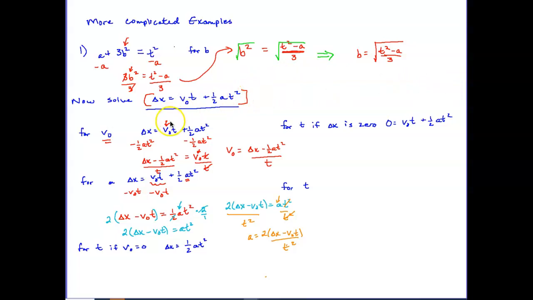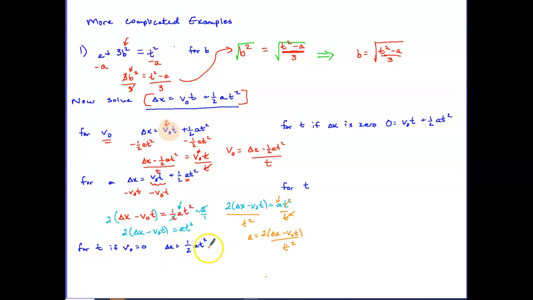If we look at this equation, the original one that we're trying to solve, we have had the case where this term was equal to 0, which leaves us with just x equals 1/2 at squared. And we're going to solve it for t. Notice this is quadratic in t, and if we don't have some initial conditions that are 0, it kind of becomes a problem. But with that term 0, it becomes just delta x equals 1/2 at squared.